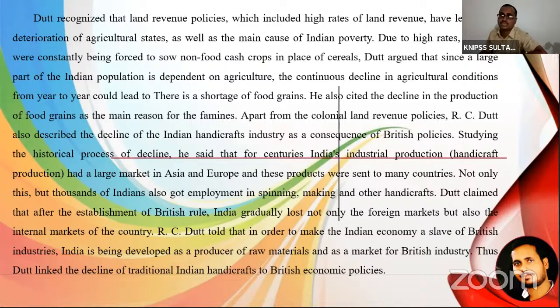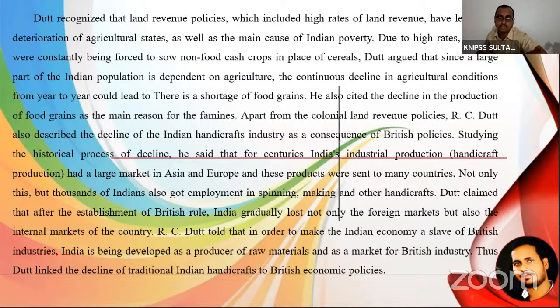Datta argued that since a large part of the Indian population was dependent on agriculture, the continuous decline in agricultural conditions from year to year could lead to a shortage of food grains. He also cited the decline in the production of food grain as the main reason for the famines. Apart from the colonial land revenue policies, R.C. Datta also described the declining of the Indian handicraft industries as a consequence of British policy.